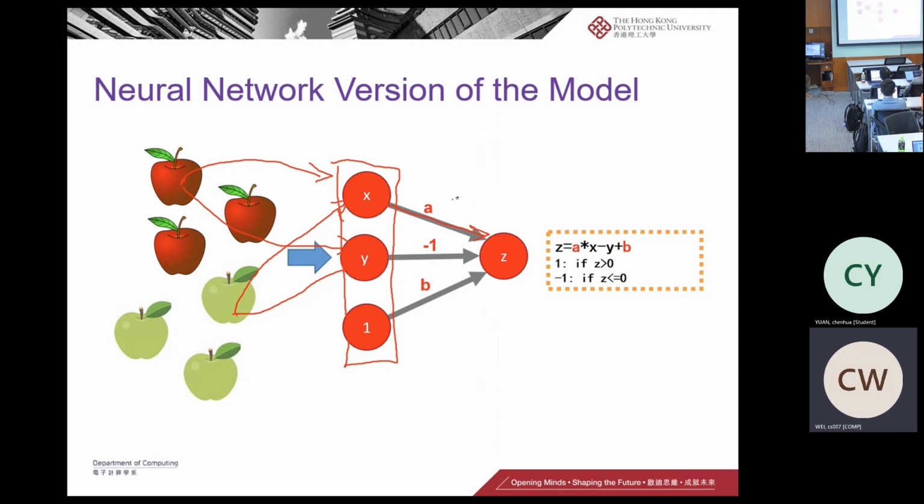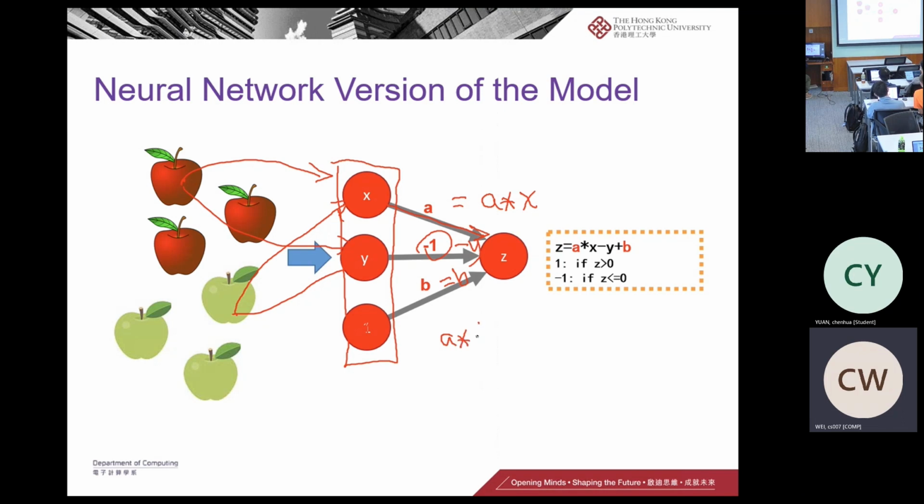So you're going to have something like A multiply X. And here is a minus weight here, so you're going to have a minus Y. And here, 1 is a fixed value. It doesn't take any of the inputs. So this 1 multiplied by B is going to be itself. So you have 3 values here. Let me put them down here.